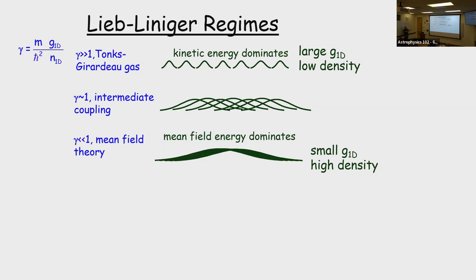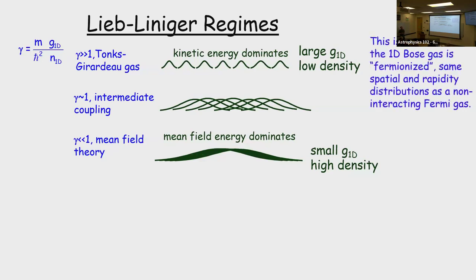Go to the opposite limit, where gamma is much less than one, then it doesn't cost you that much for the particles to overlap. So in the solution, it gives you wave functions for the mean field regime, at high density. This is the opposite limit of the fermionization of the Bose gas, in the sense that the particles are spread out.